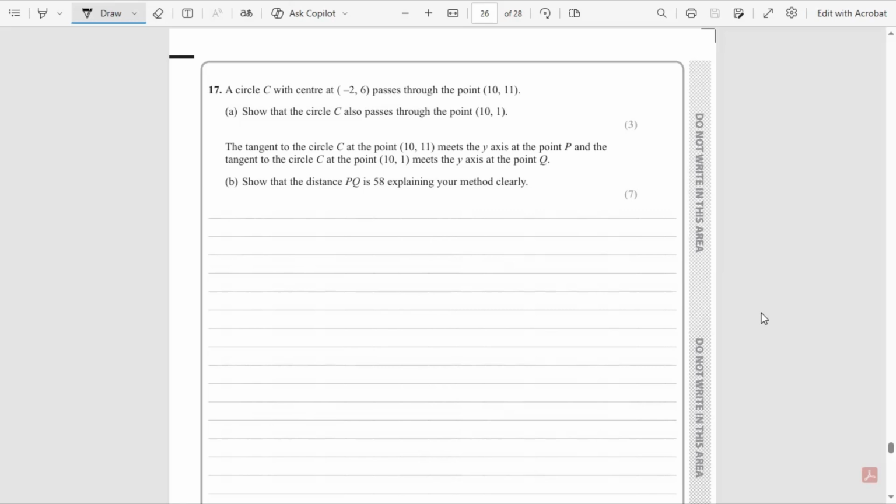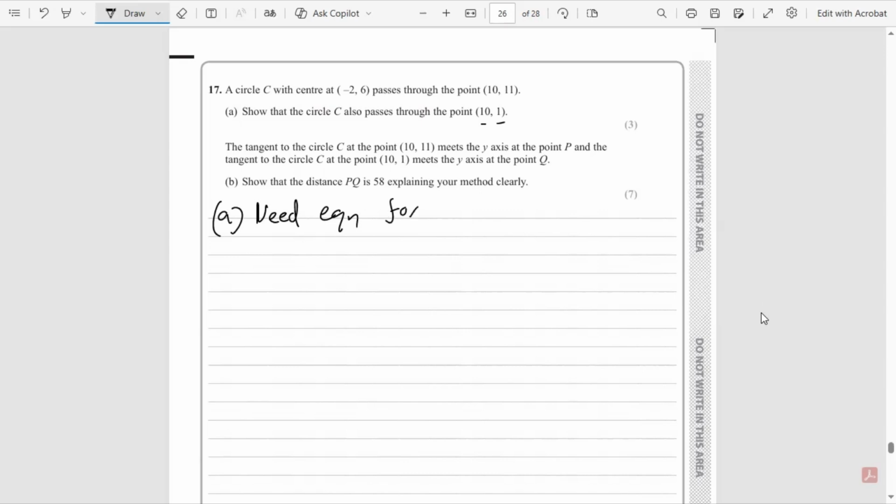In any kind of question where you're trying to show that a particular point, in this case (10, 1), lies on a circle, you need the equation of the circle. If we know the equation of the circle, then we can just sub in x equals 10, y equals 1, and see if the equation is satisfied when we sub in those two values. So we're going to need the equation for C.